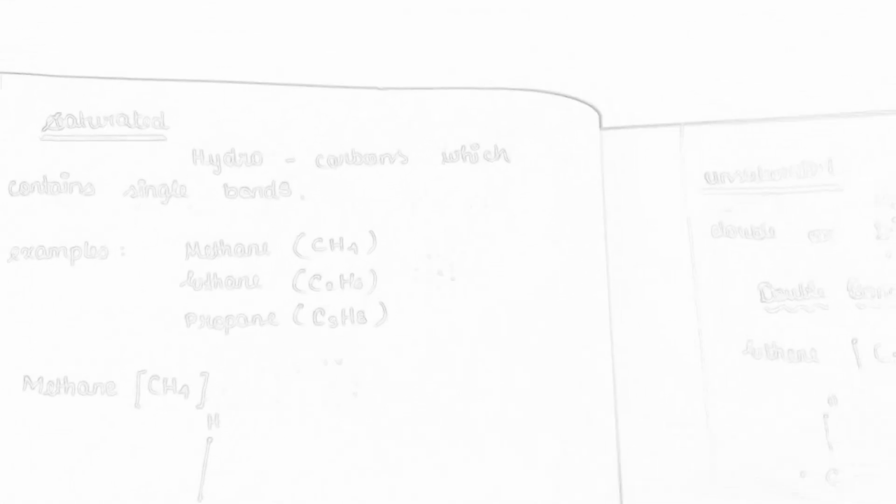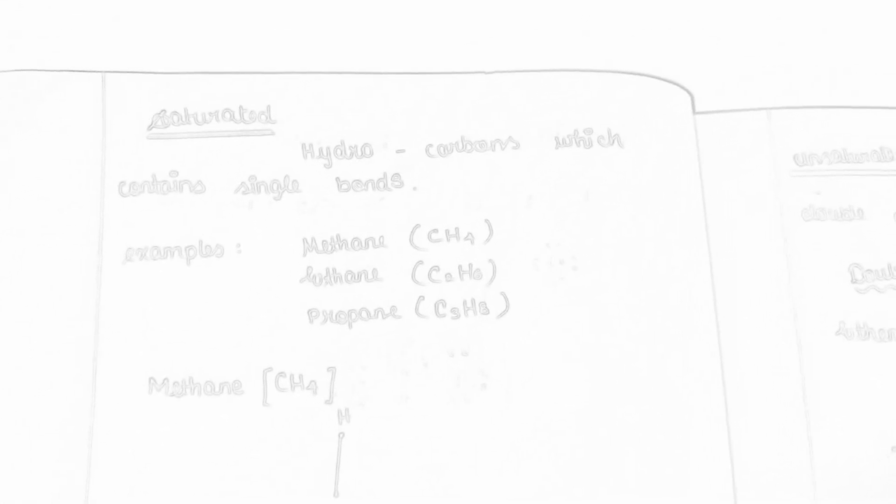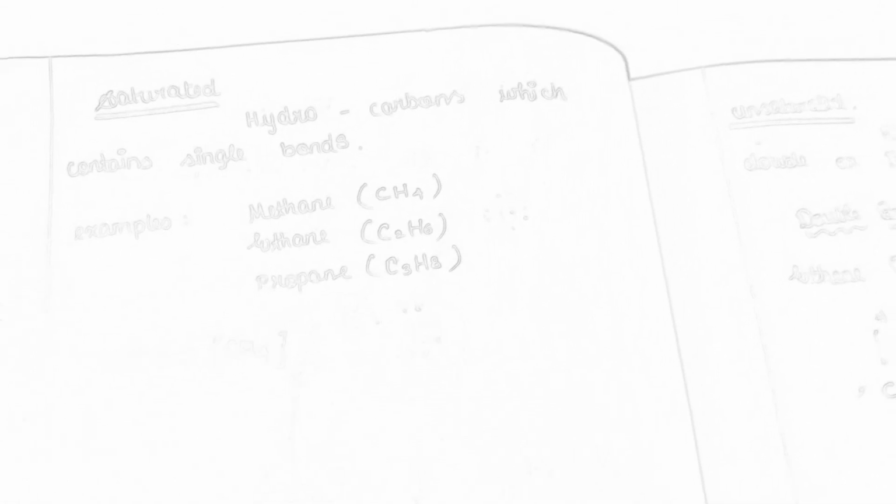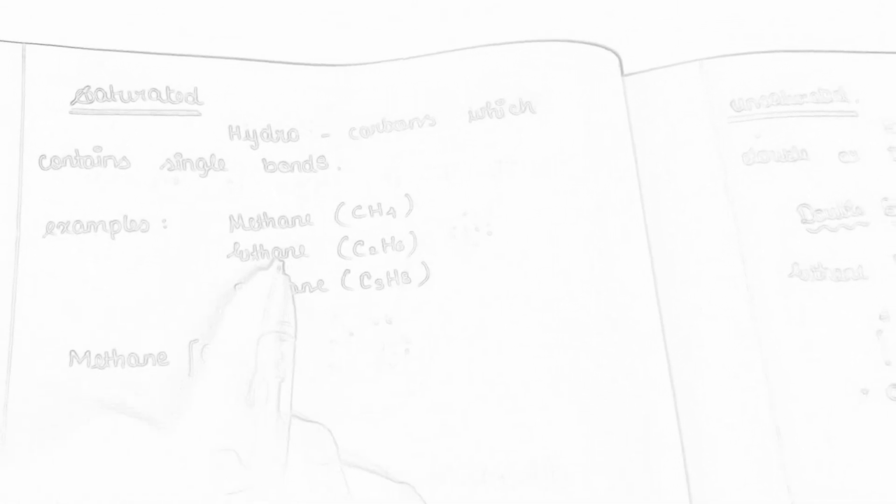About saturated, I have explained, but again I will explain. Saturated means hydrocarbons which contain only single bonds. Don't confuse your mind. Hydrocarbons which contain single bonds are called saturated hydrocarbons. For the examples, which are very important for your exams, you can write methane, ethane and propane. If you draw the diagrams in this manner, your marks will be perfect and there will be no deduction. I think the structures of methane, ethane and propane are clear to you all.